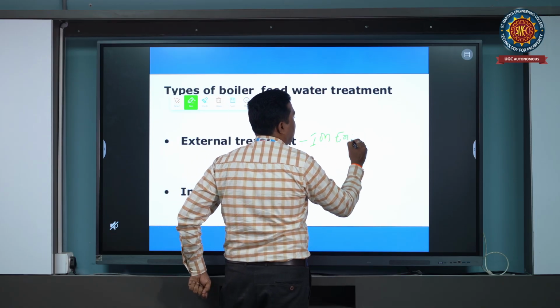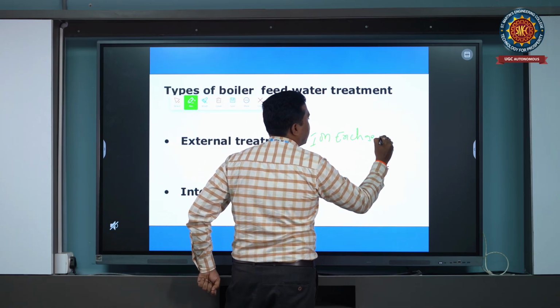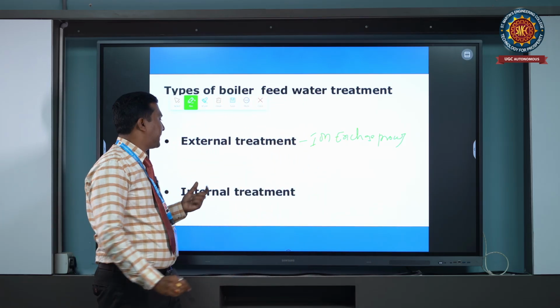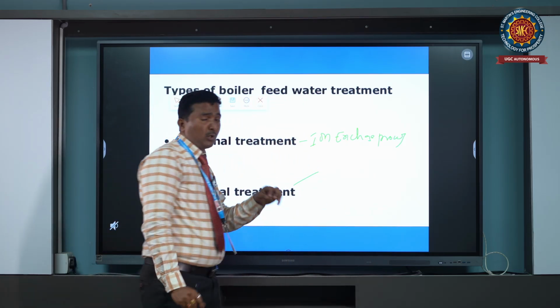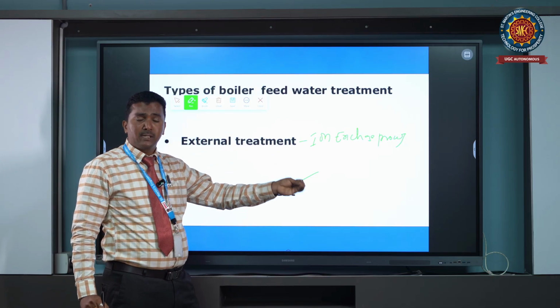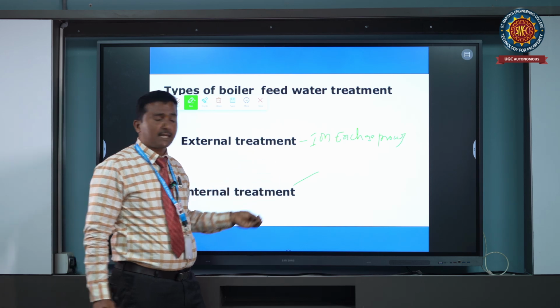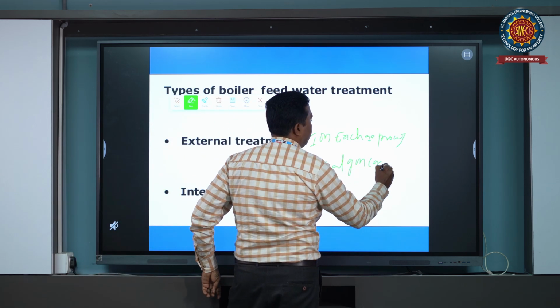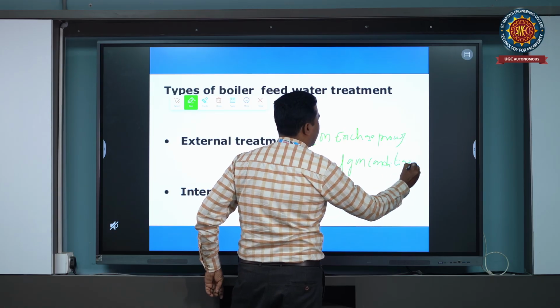Ion exchange process. So this is the external treatment. For the internal treatments, we have to add different reagents, and based on the reagents added, different processes are there. The first one is Calgon conditioning.